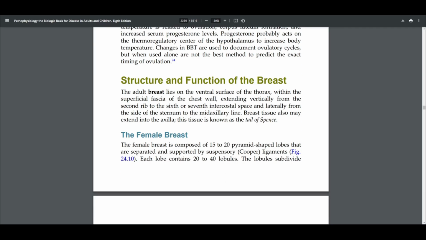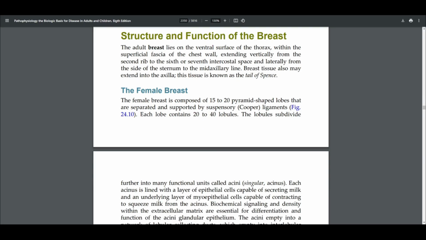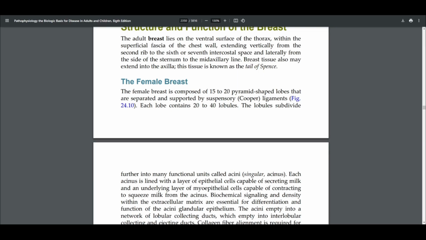Structure and function of the breast. The adult breast lies on the ventral surface of the thorax, within the superficial fascia of the chest wall, extending vertically from the second rib to the sixth or seventh intercostal space, and laterally from the side of the sternum to the mid-axillary line. Breast tissue also may extend into the axilla. This tissue is known as the tail of Spence.